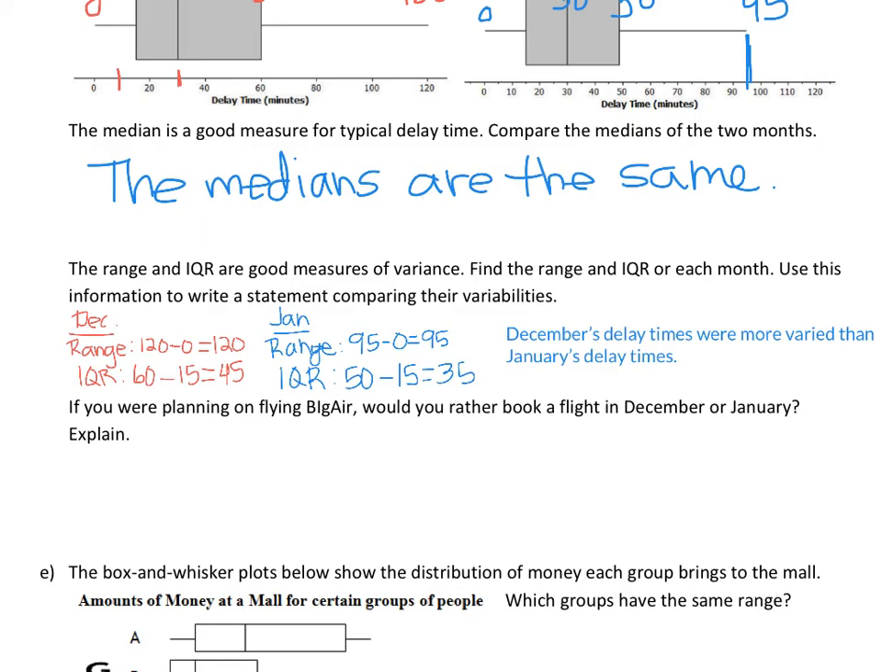If you were planning on flying Big Air, would you rather book a flight in December or in January? Well, if December has longer delay times and is more varied on their delay times, I would much rather fly in January, because they're more consistent with their delay times. So let's put that down into some words. January, because flights are likely to be delayed longer in December than in January. And go ahead and finish letter E, which is comparing 4 different box plots.